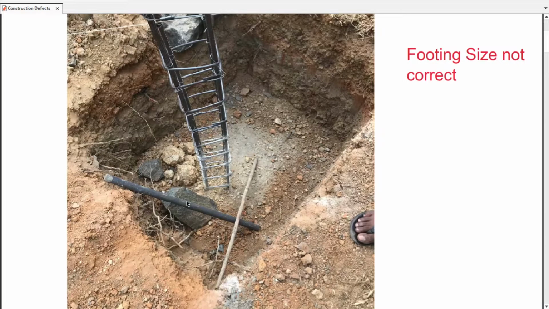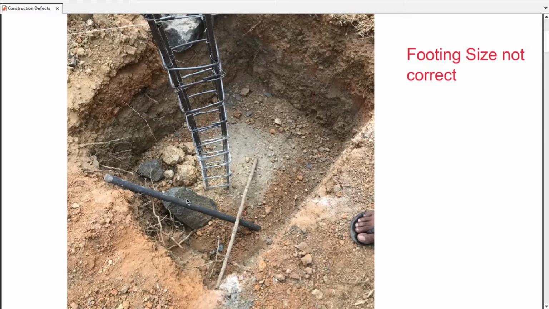Today we are going to discuss foundation construction errors, or bad foundation construction practices. In these discussions, we are concentrating on the foundation construction procedures, the mistakes we make during construction, and how we can correct those errors.